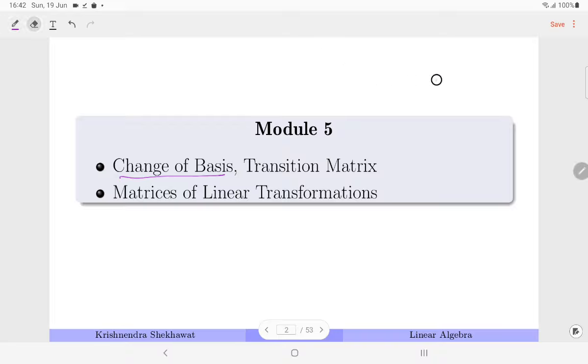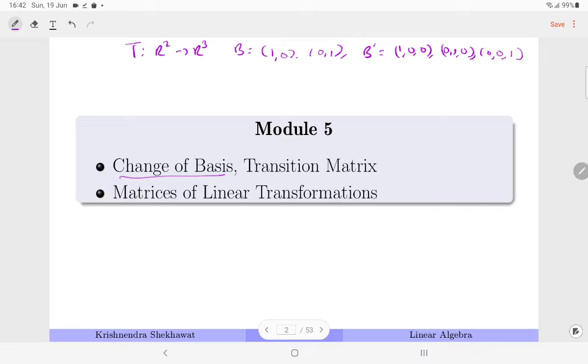So where we have a linear transformation T, let's say it is from R2 to R cube, where B is the basis of R2, which is (1, 0) and (0, 1), and B dash is a basis of R cube, which is as follows. Now let us define a linear transformation. T of (x, y) is (x plus y, x minus y, y).